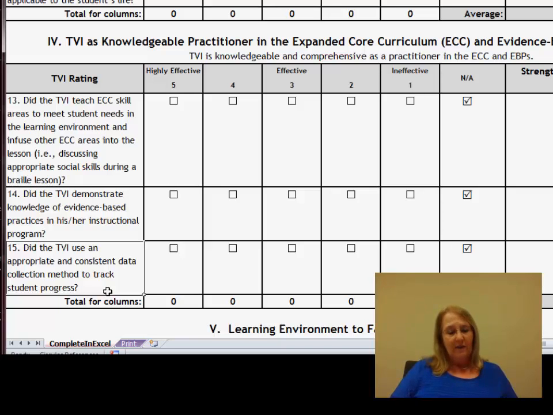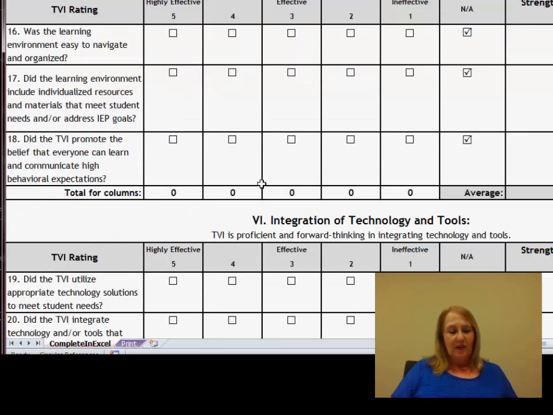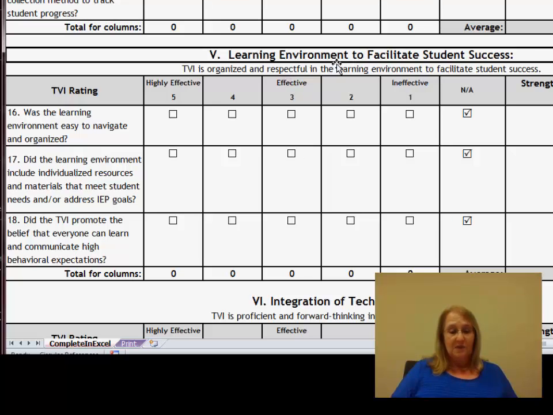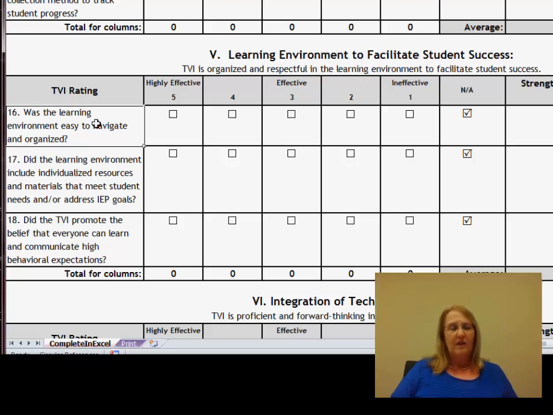Skill area 5 is learning environment to facilitate student success. And here we're looking at the TVI being organized and respectful in the learning environment to facilitate student success. So there's kind of 2 parts to this environment. 16 is, was the learning environment easy to navigate and organized? You know, were there just papers all over the place? Were the materials not age appropriate, not presented to the student in a meaningful way? Was it very confusing? So you'd be looking at the environment.